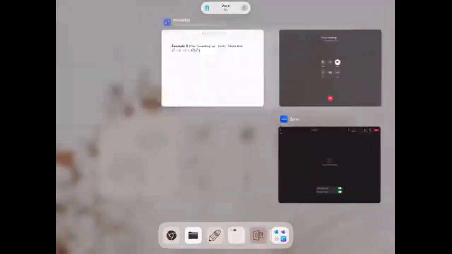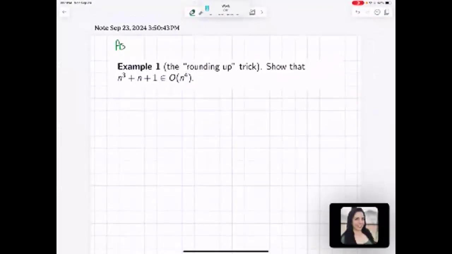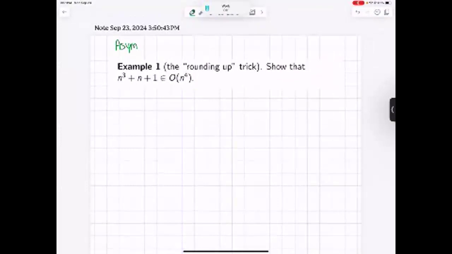Hello and welcome. We are starting our topic now on asymptotic notation. Let's just write this down.